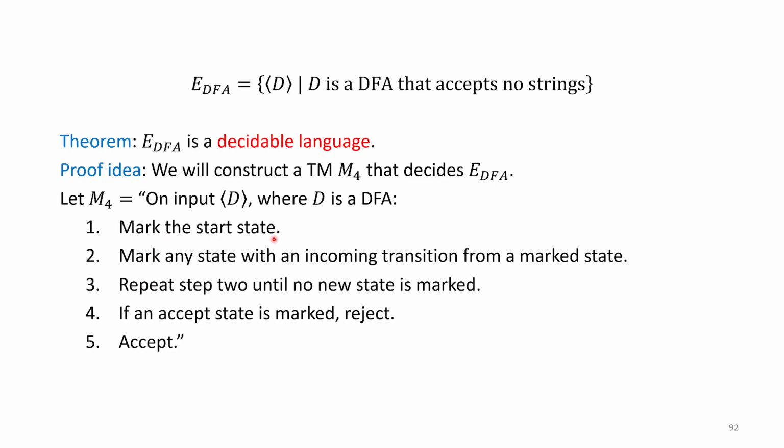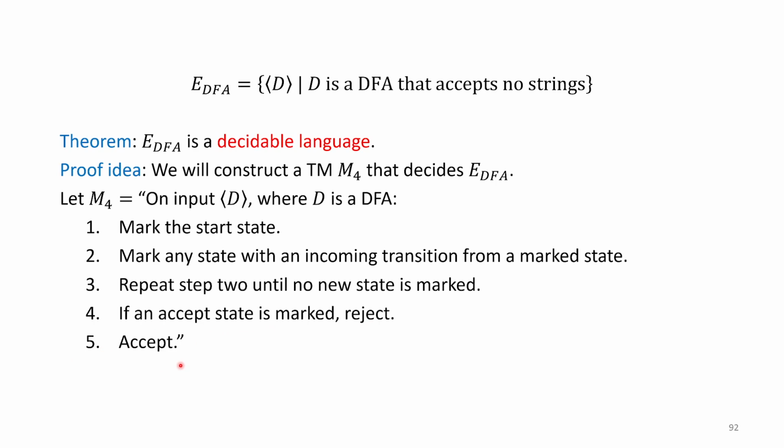So how do I do that? Well, I'll start by marking the start state, and I'm basically just traversing the graph. So I'm going to mark any other state that has an incoming transition from a marked state. Initially that will be any state you can get to in one step from the start state. But I'm going to repeat step 2 until there are no new states marked. So I'll just keep branching out, marking every state that I can reach. At the end of this, every state that is reachable will be marked. If an accept state is in that set, then that means we accept some strings, so we should reject.